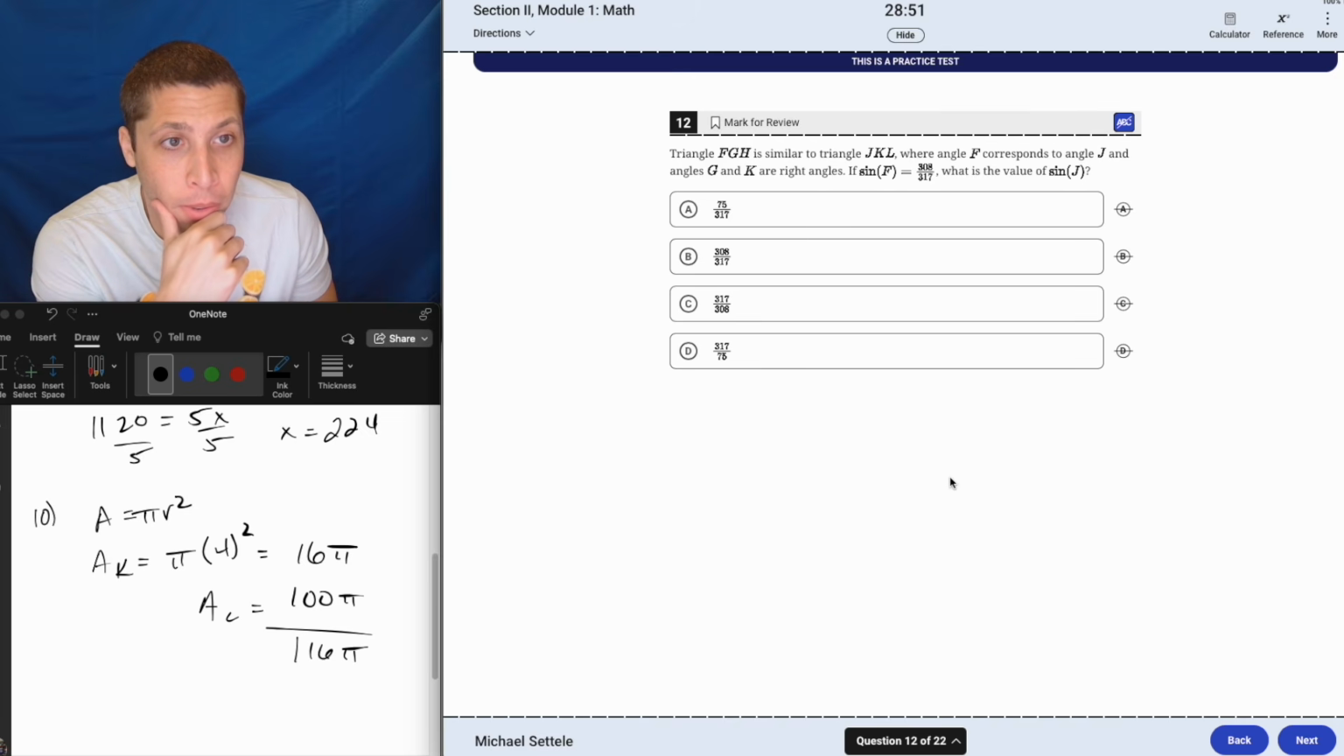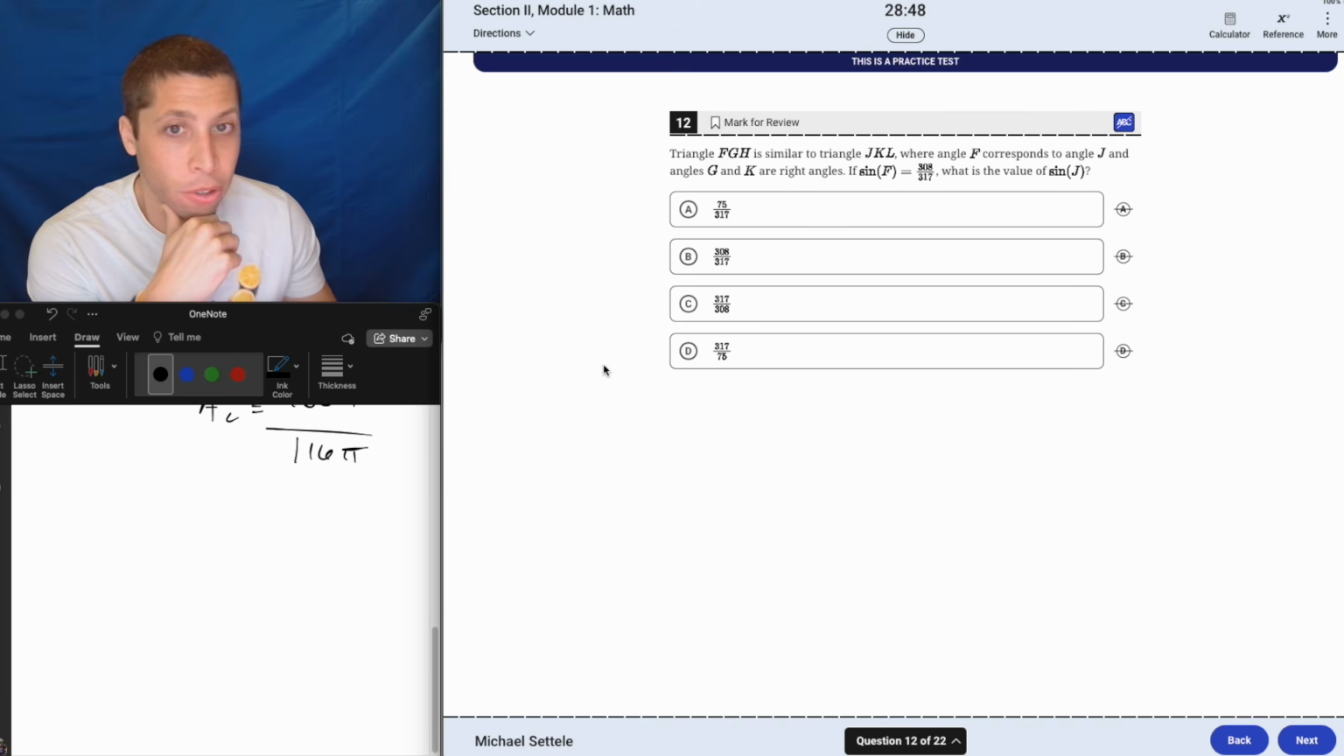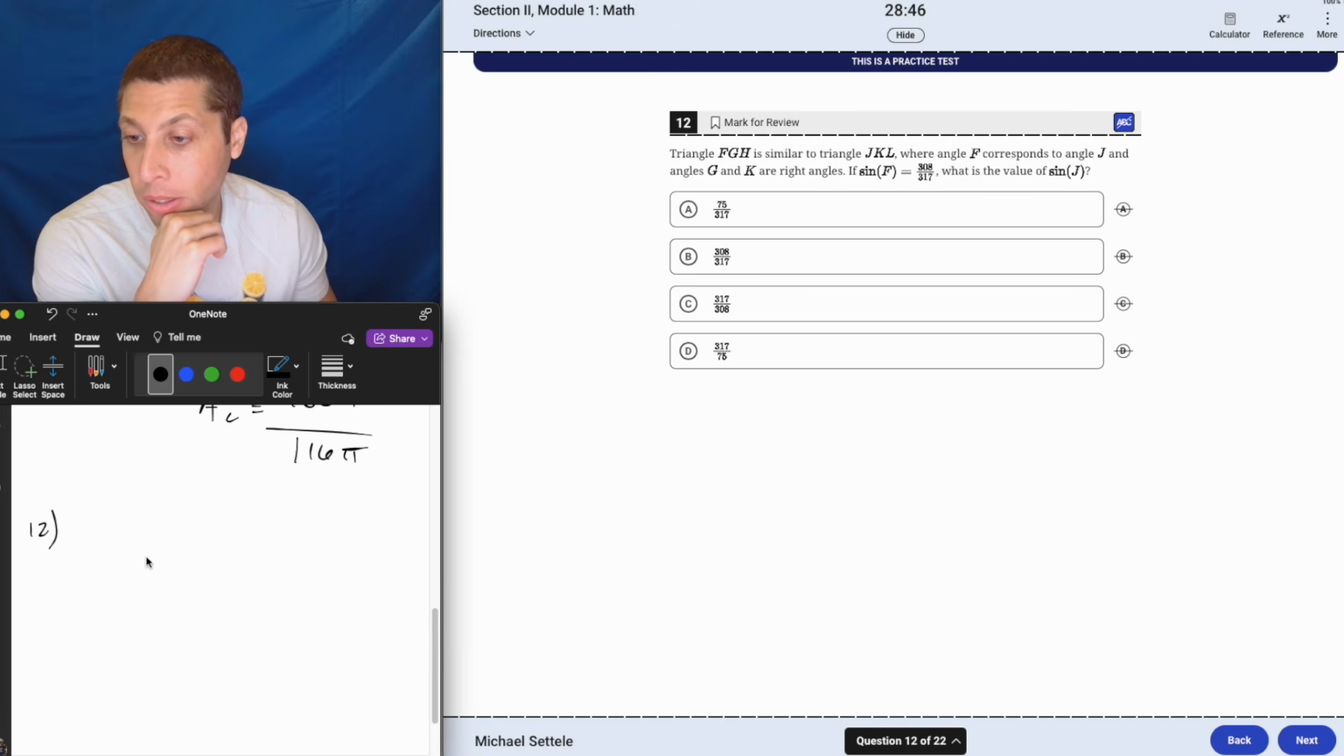Okay, triangle. Okay, I always draw these triangles. So here's how I do it. So triangle. Okay, so there's right angles here. Okay.